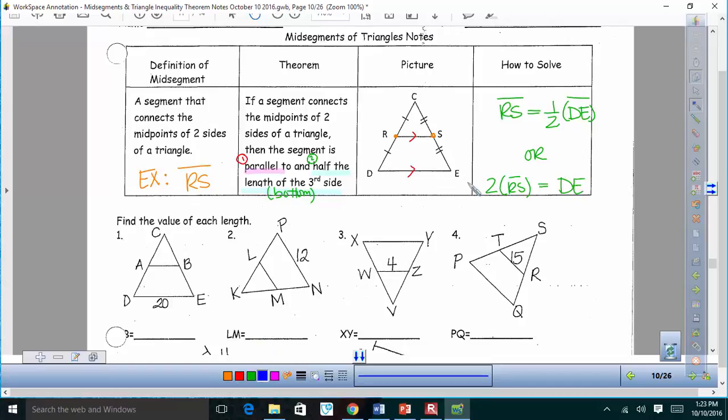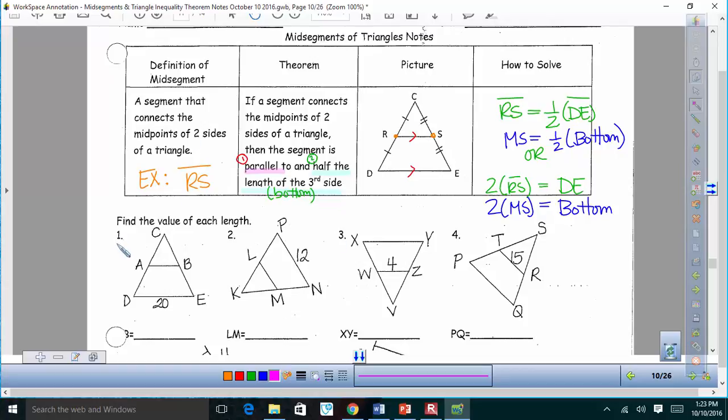Now, if I made that a generic formula, it would be that the midsegment, and I'll call that MS, midsegment equals half of the bottom, or 2 times the midsegment equals the bottom. Okay, so let's look at some examples of those to make sure that we get how to do these.